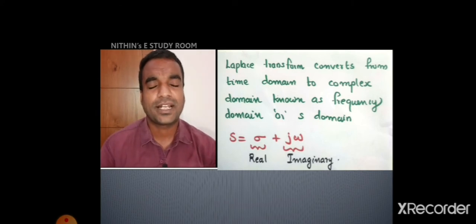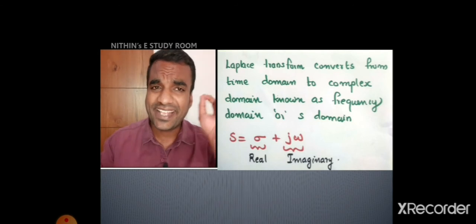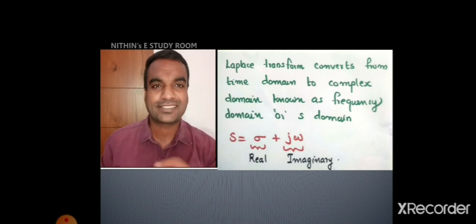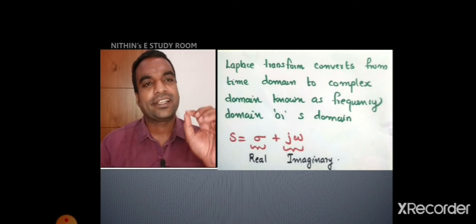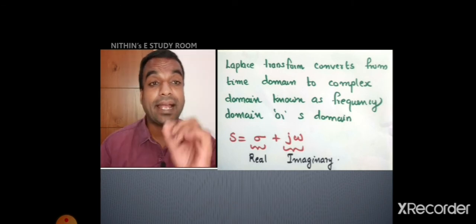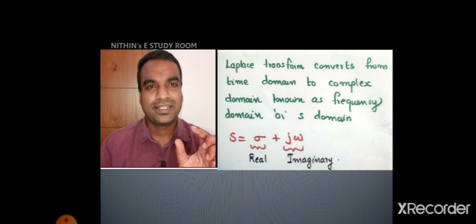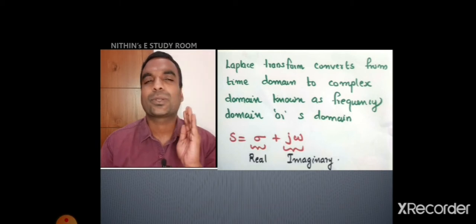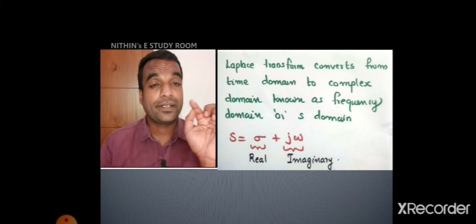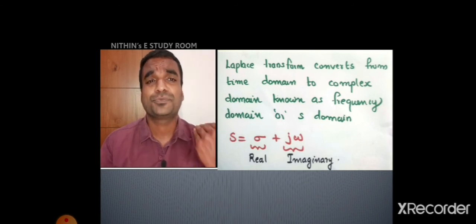So that's why we are calling that domain a complex domain, and its name is frequency domain or S domain. What is S? S is an arbitrary thing. It contains both a real term and an imaginary term. So S is a complex variable. In time domain, it depends purely on time. If it is voltage or current, whatever, its value is varying with respect to time.